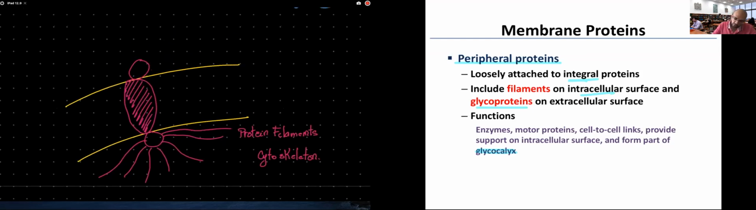To the outside, the peripheral proteins that are directed towards the outside will have an attachment to the sugar groups. And what do we call those proteins that are attached to sugar groups, sharing in the formation of the glycocalyx? They are my glycoproteins.